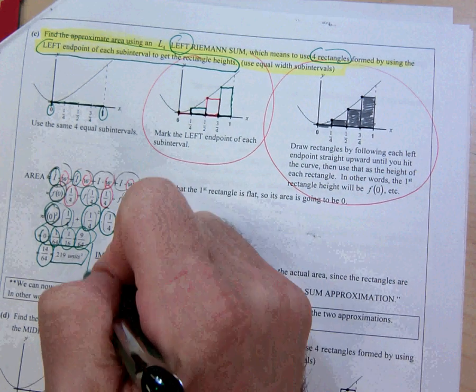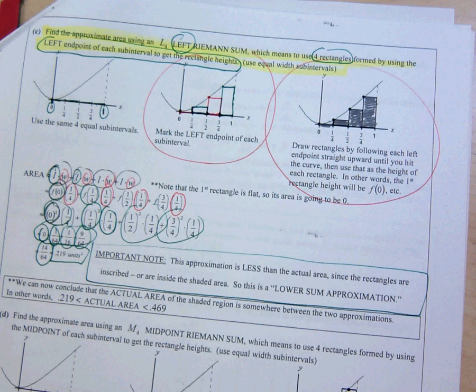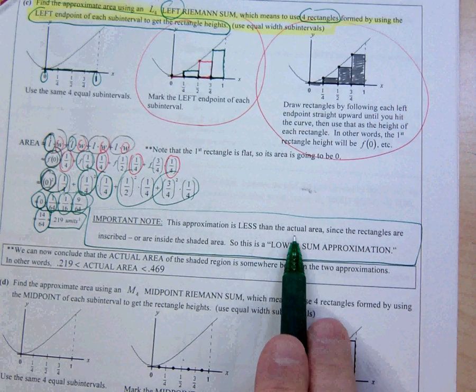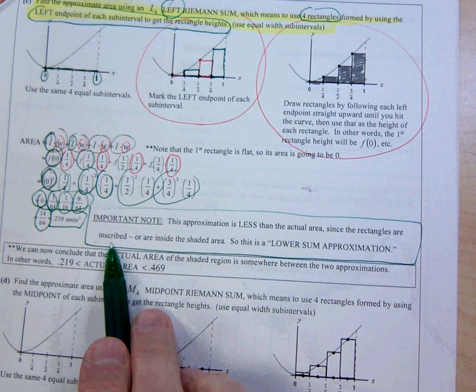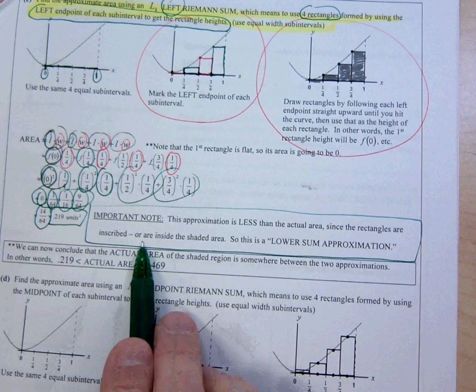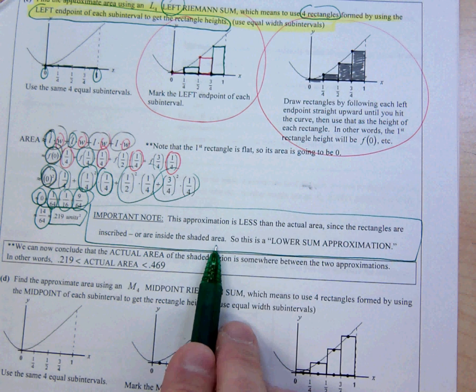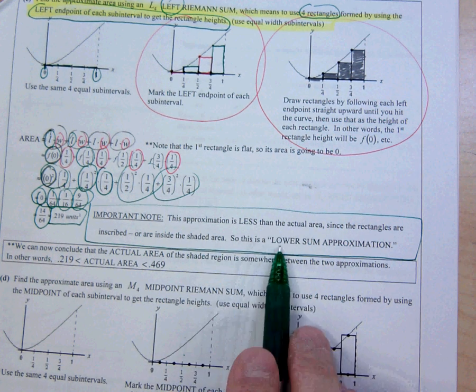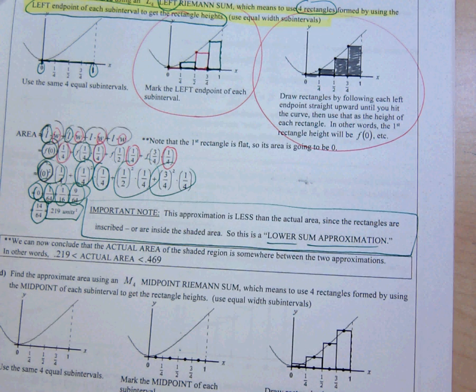And again, I want you to notice something here, that this approximation is less than the actual area under the curve, since the rectangles are inscribed or are inside the shaded region. So this will serve as what we call a lower sum approximation for the area under the curve.